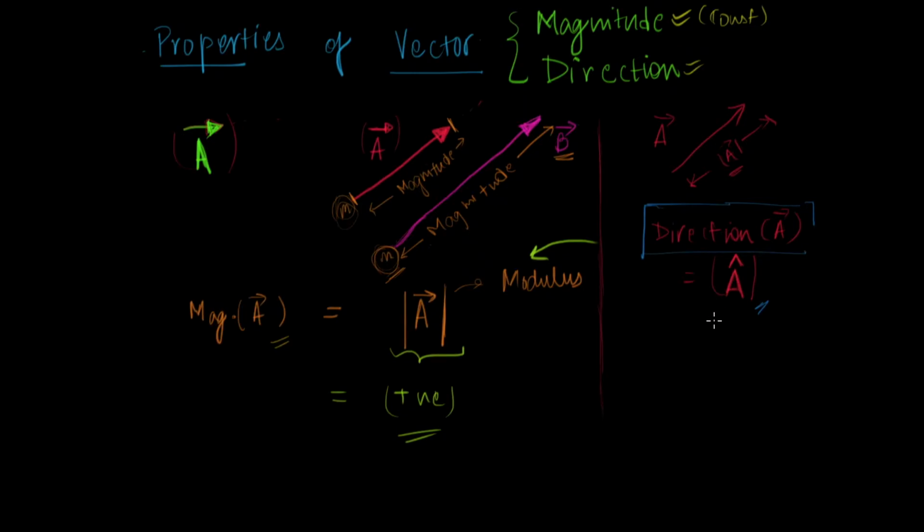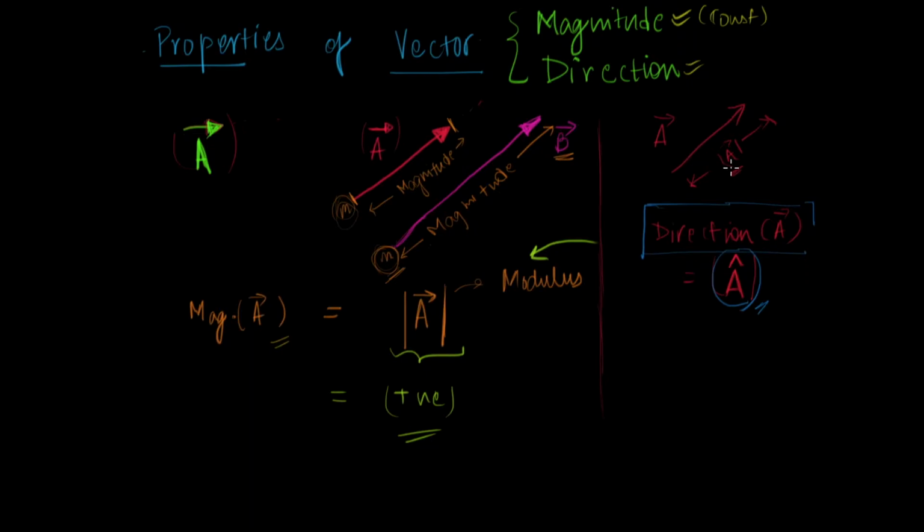So when I say that the vector A has the direction of A hat, then A hat basically means that this is just another vector, but we're working with a known, uniform, and basically unit magnitude.